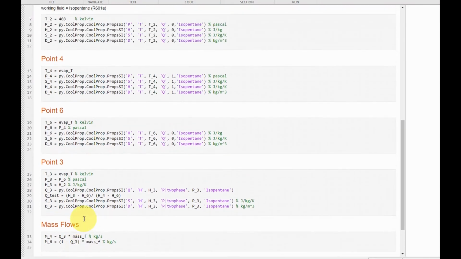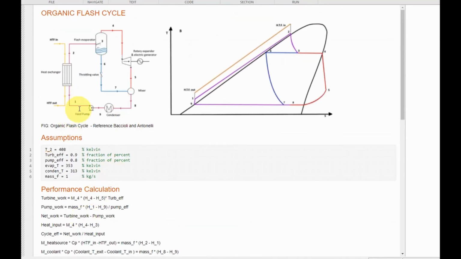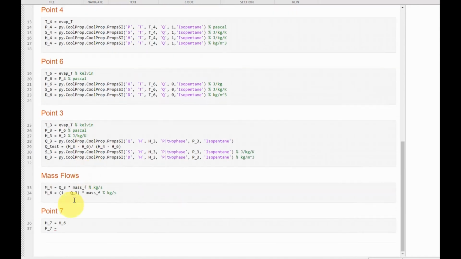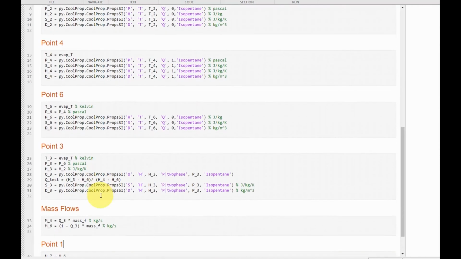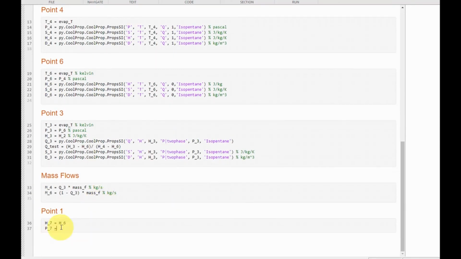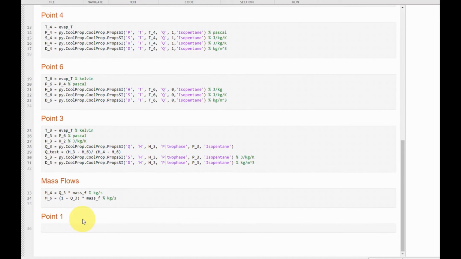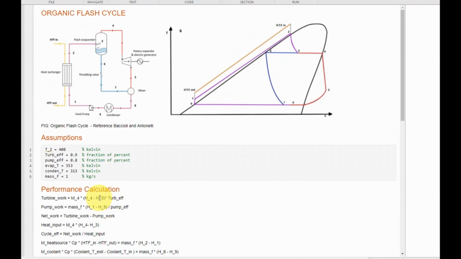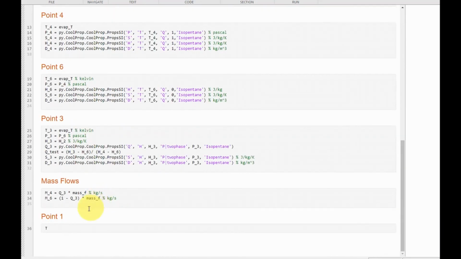So maybe we just go straight to find point 1 characteristics before obtaining point 7. So let's change this to point 1. So we can just find point 1 and then we can go ahead and work on point 7. So at point 1, I'll just take all this off. At point 1, we know that, I beg your pardon, at point 9. So we'll change this to point 9.